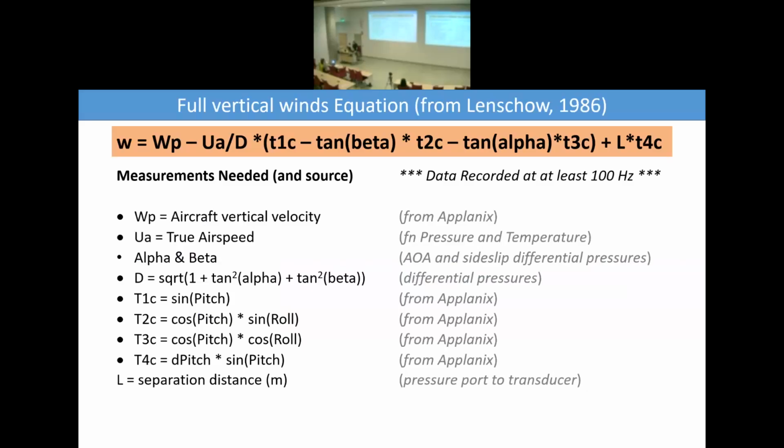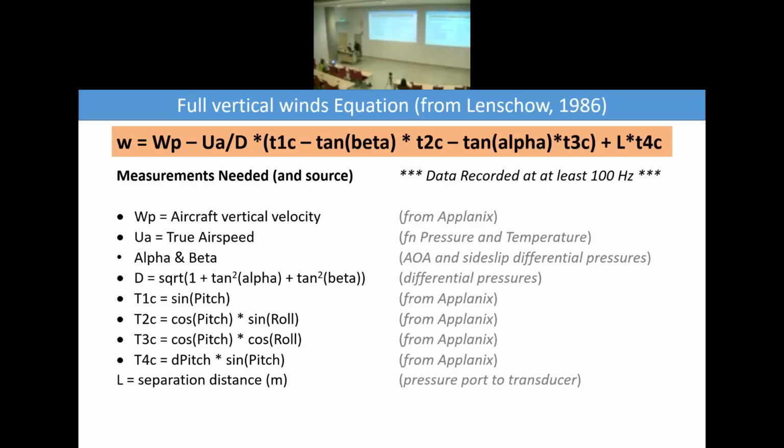If you're really bored and want to know, this is what the full equation for the vertical winds looks like, abbreviated. You have the vertical platform velocity, the true air speed, a term that involves the angle of attack and the side slip angle. These T1, T1C, T2, T3, T4 are transformations to get from the aircraft reference system to normal Cartesian coordinates, involving the pitch and the roll. And then you have your side slip angle and your angle of attack.